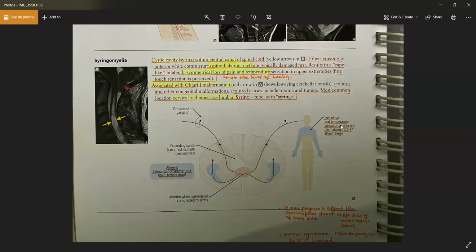So as you can see, this figure is showing the loss of pain and temperature sensations at the level of C5 to T4, because this cavity is present at the level of C5 to T4, right? So all the pain and temperature fibers which are crossing in the C5 to T4 spinal cord location will be affected, and you will get the loss of sensation in this part of the body only, not below, not above. But in the later course of the disease, when the cavity expands, it can include the spinothalamic tract, and as a result, all of the structures below the lesion will be affected. Okay. Yes, sir. Thank you.